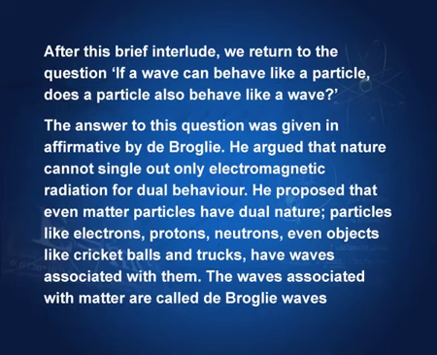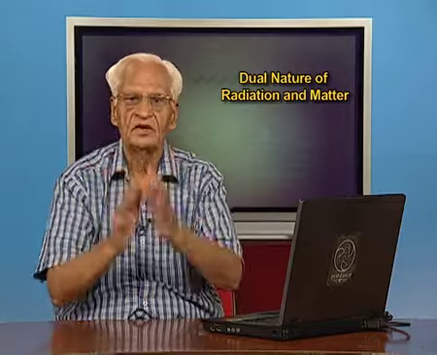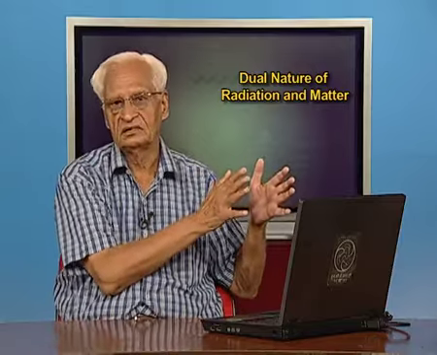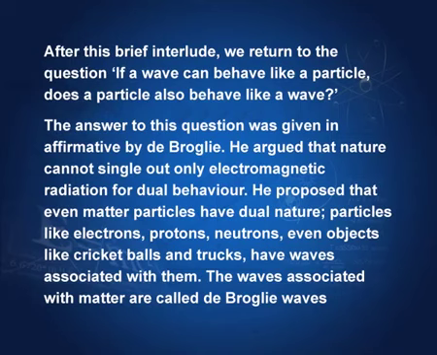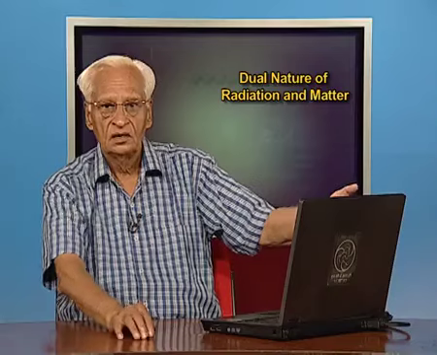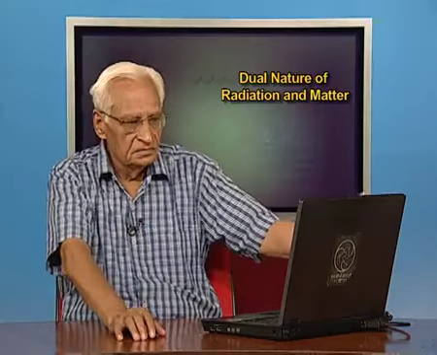Particles like electrons, protons, neutrons, even objects like cricket balls and trucks, they all have their wave part, their wave face, so to say. The waves associated with matter are called, in the memory of de Broglie, de Broglie waves. We will find out the electron de Broglie waves, and if needed we can find the proton or neutron de Broglie waves, and I shall also calculate the de Broglie waves of the cricket ball. So, how did de Broglie proceed?